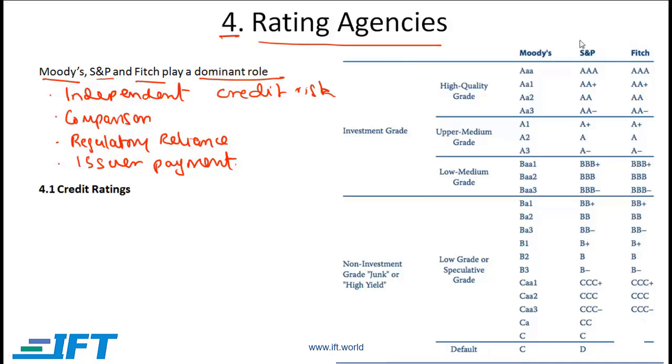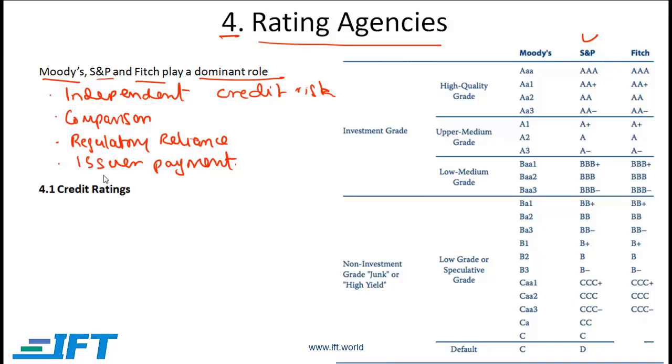A given credit agency such as S&P uses the same standard to evaluate the credit risk across different issuers and bonds. So from an investor perspective, it becomes easy to compare different bonds based on their credit rating. Regulatory reliance. Even regulatory agencies rely heavily on the ratings provided by Moody's, S&P, and Fitch.